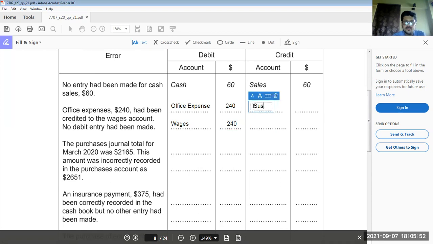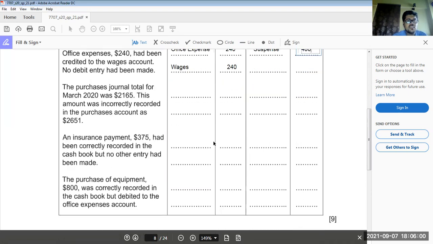Suspense by 400. The purchase total was 2,165, but the amount was incorrectly recorded as purchases of 2,651. So this is a transposition error, 2,651 minus 2,165, 486. Purchases is overstated, so we have to credit purchases and debit suspense by the difference. Suspense debit 486, and purchases credit 486.